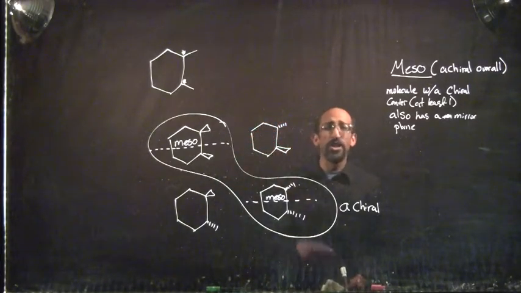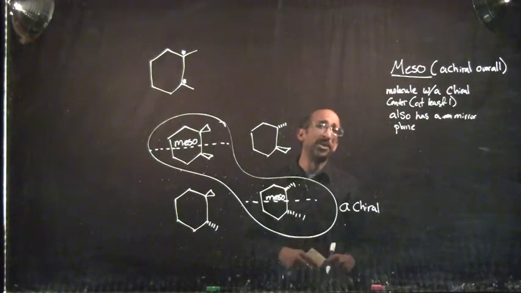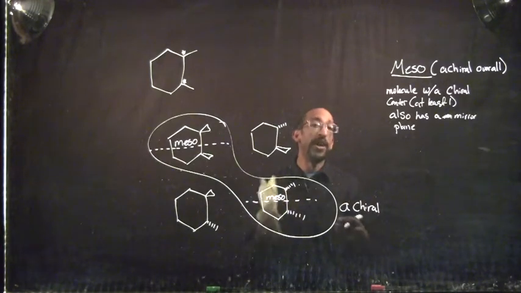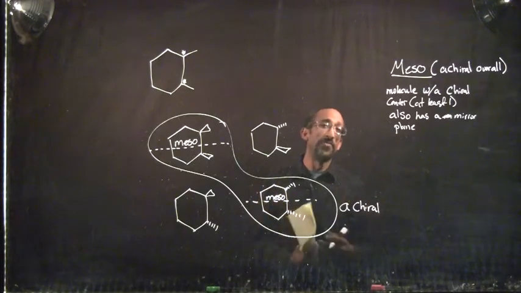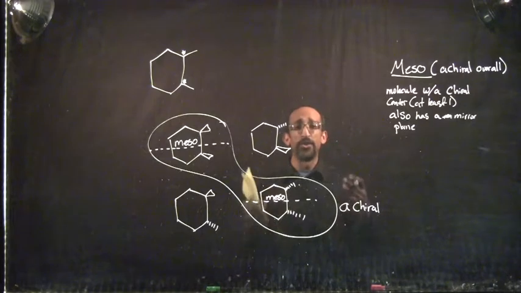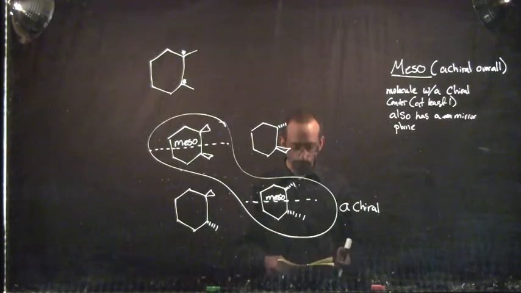Now the POGIL worksheet and in Sorrel goes through some other examples that show you meso compounds. Sometimes you have something acyclic where you need to do some bond rotations, right? You need to put it into the right conformer for us to be able to find that mirror plane. But you will never change configuration in order to find that mirror plane.